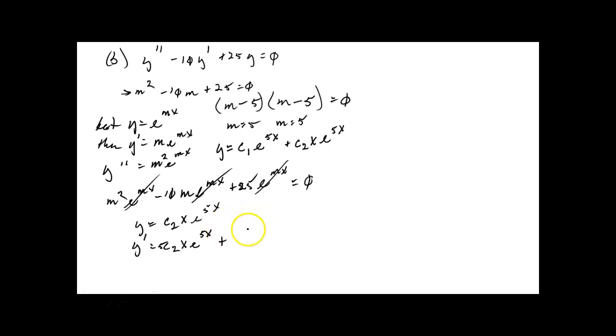Plus C2. Derivative of this. C2 is there. You're doing the first times the derivative of the second. The derivative of the second is 5e to the 5x, right? So I'll put the 5 out front. And then the second part is derivative of the first. So that's your C2. Derivative of x is 1, times e to the 5x. Right?